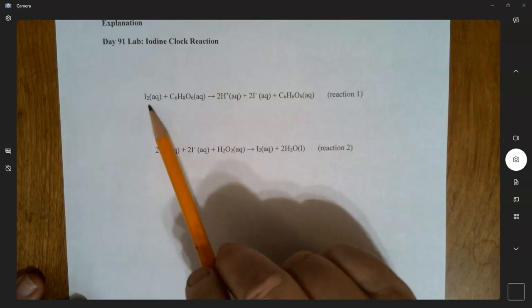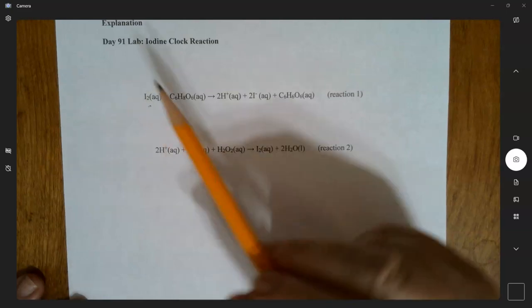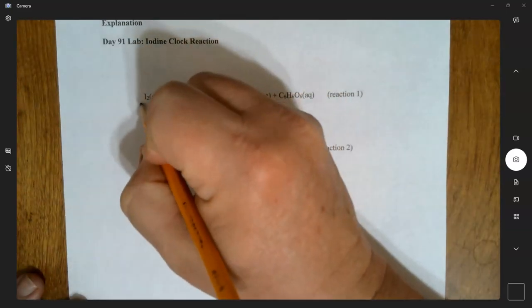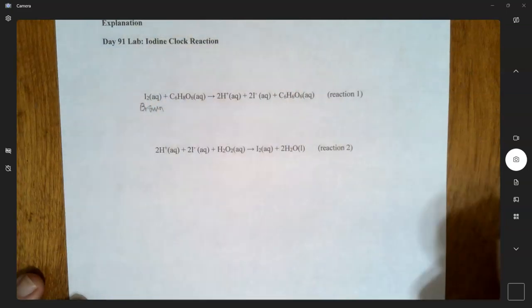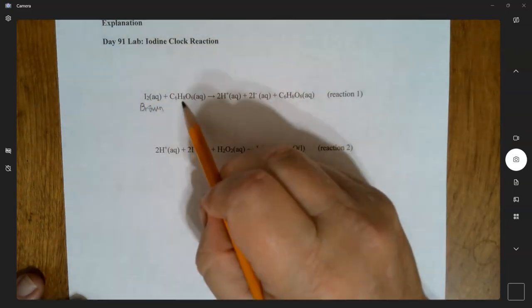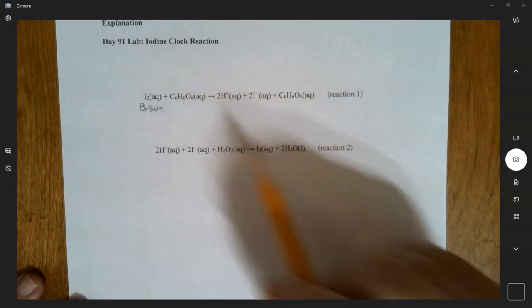So you have the I2 molecule, the iodine molecule. That's what has the dark brown color, kind of a reddish-brown color. That has the color. This is ascorbic acid, it's vitamin C.